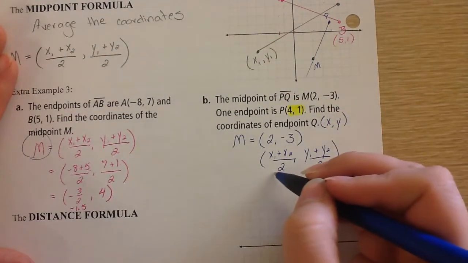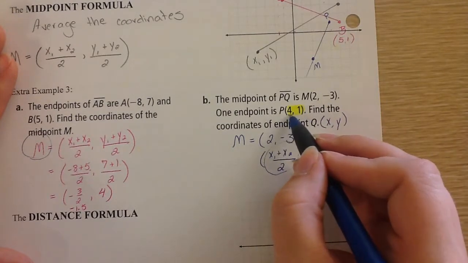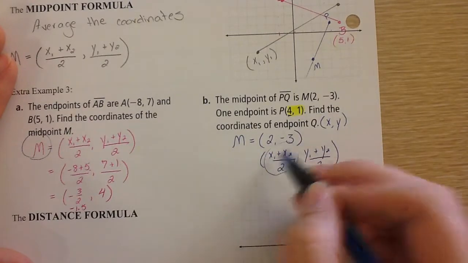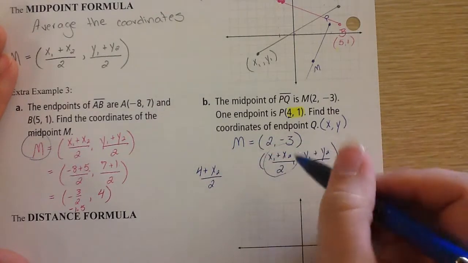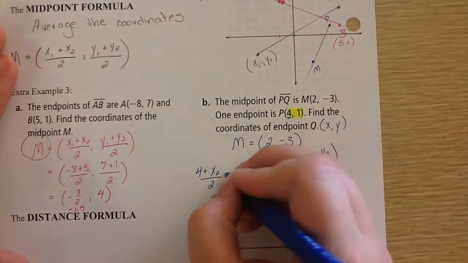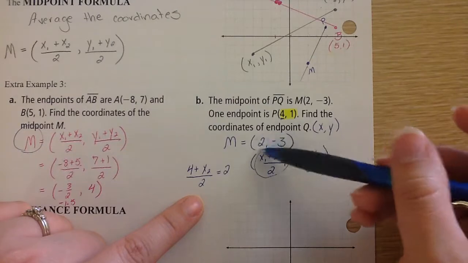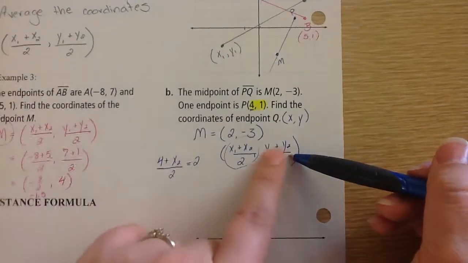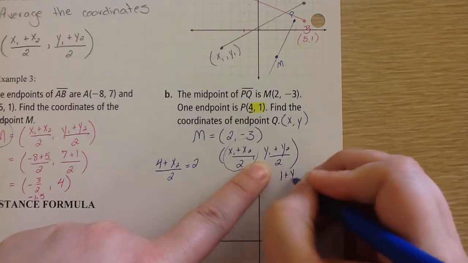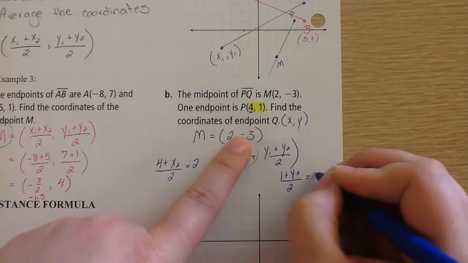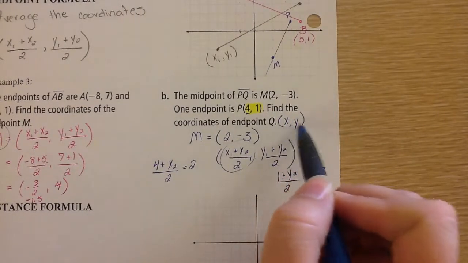Okay, so I know that this, after I'm done figuring it out, is 2. I know one of the x coordinates is 4. So let's replace it for one of the x coordinates. I know 4 plus x2 divided by 2, and I end up getting this 2 out. Okay, so that's how I found the x coordinate of that midpoint. And I do the same thing for my y. My y here is 1, so I know 1 plus y2 divided by 2 gives me that -3. So now I have two separate equations to solve that will give me this x and y.